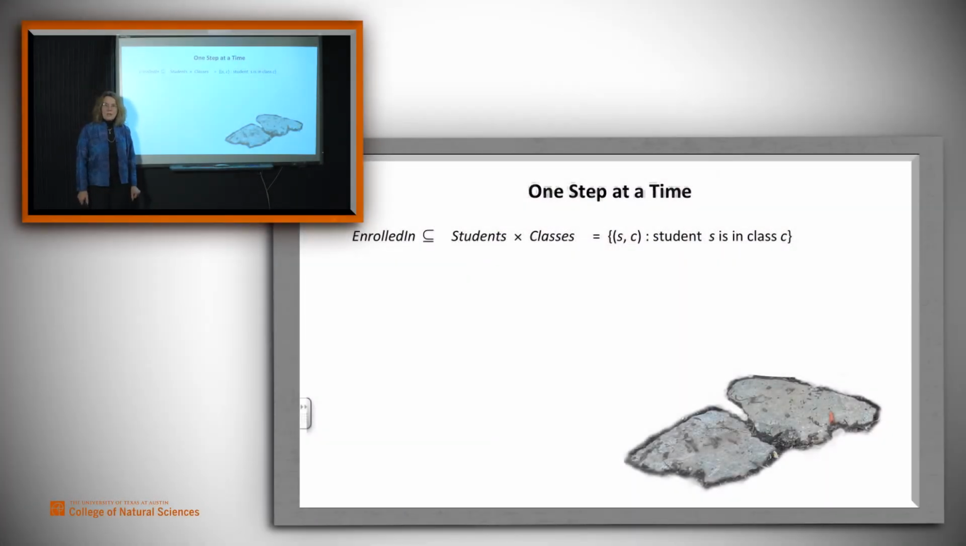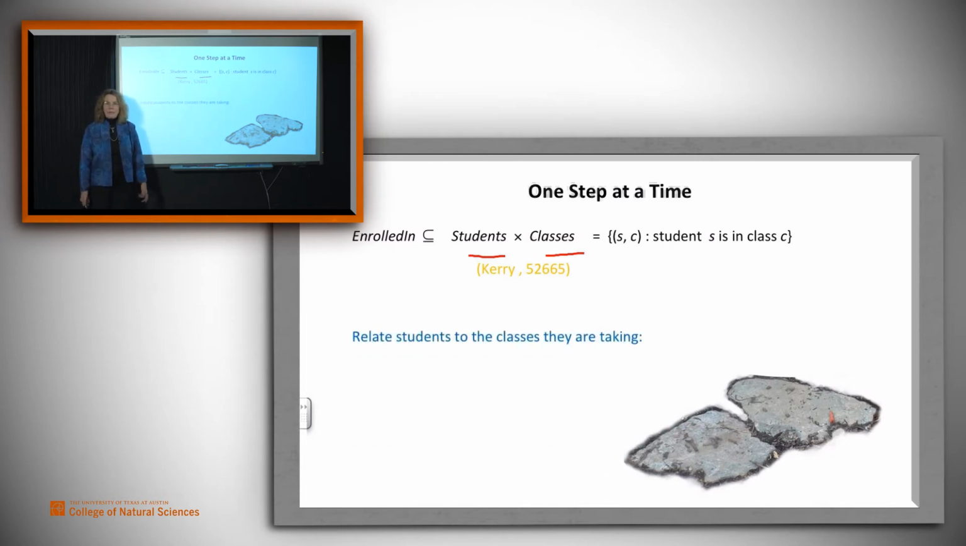So a relation, of all things, relates items from one set to another set or the same set. Let's look at an example. So enrolled in relates students to classes, and we've defined it so that a student is related to a class just in case the student is in that class. So for example, we have elements like Carrie is in 52665.